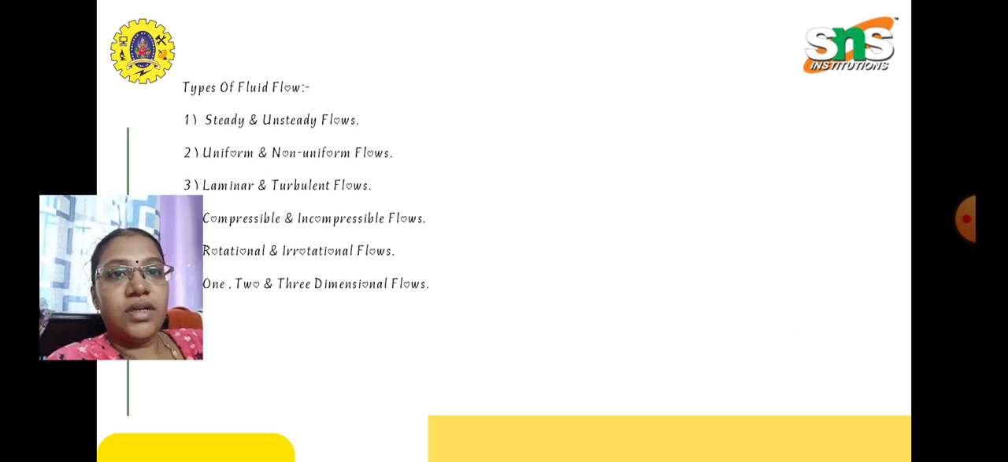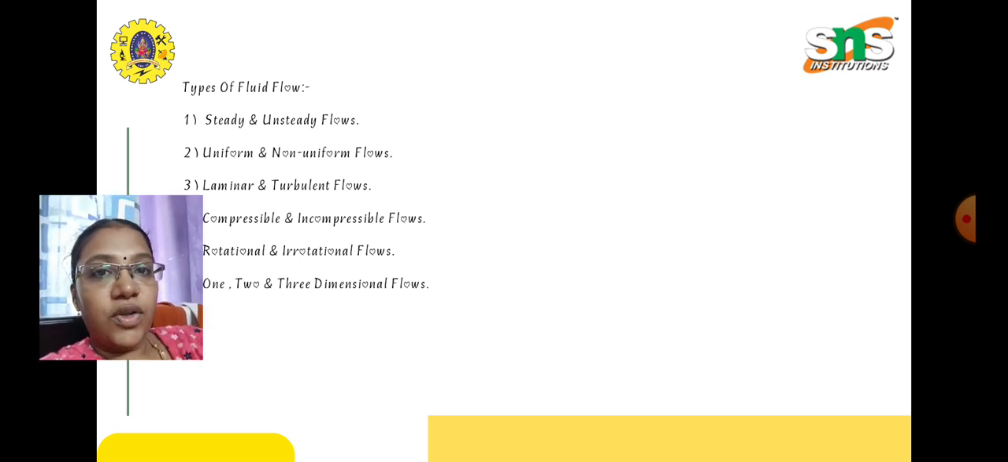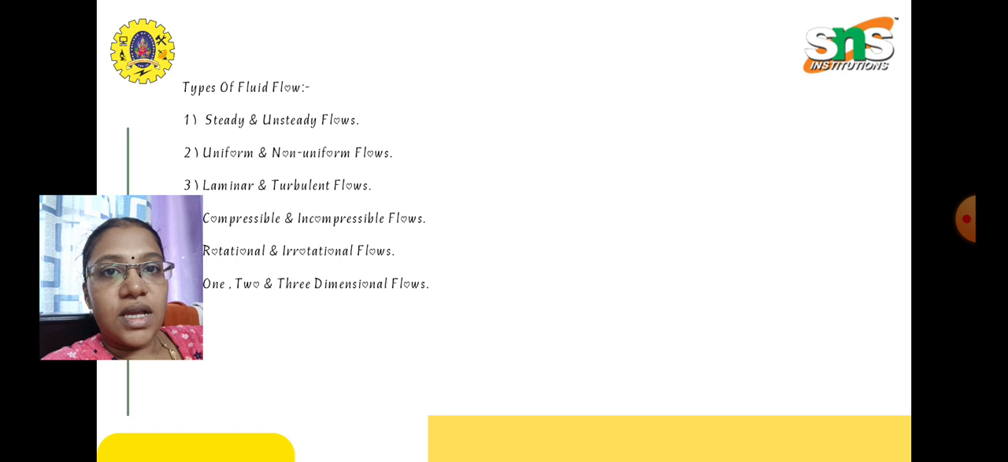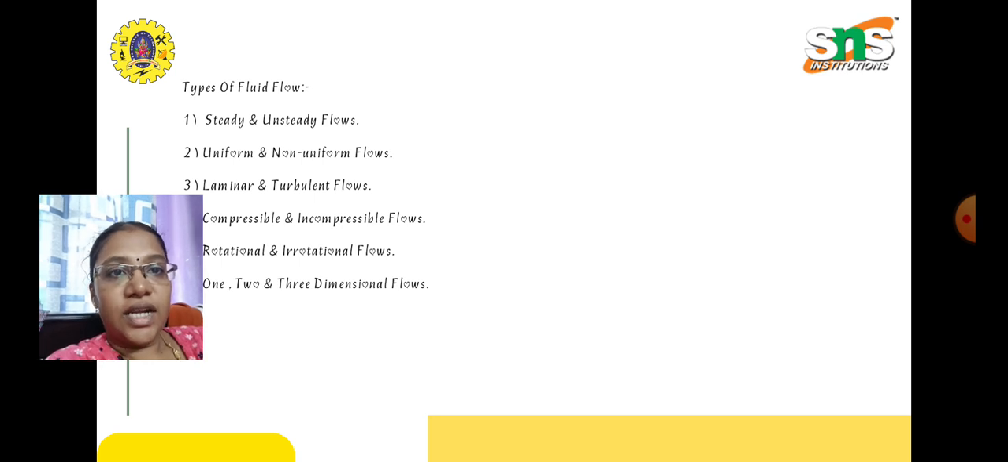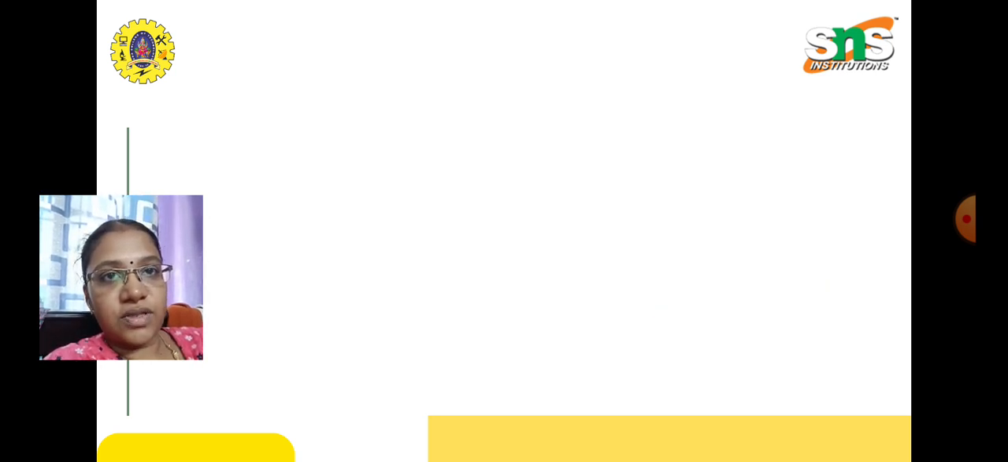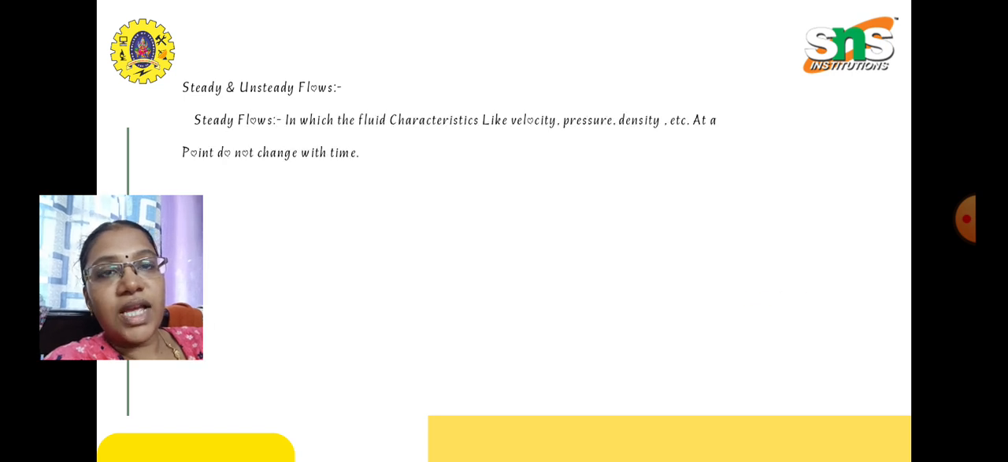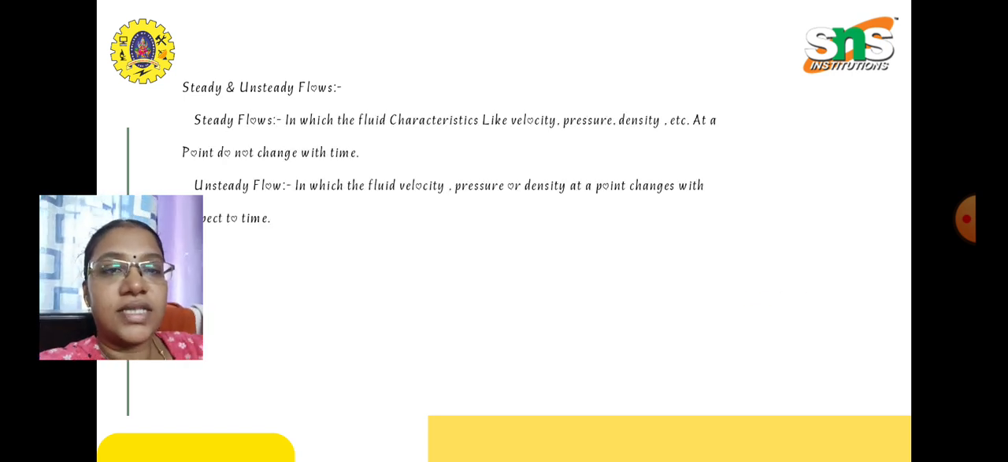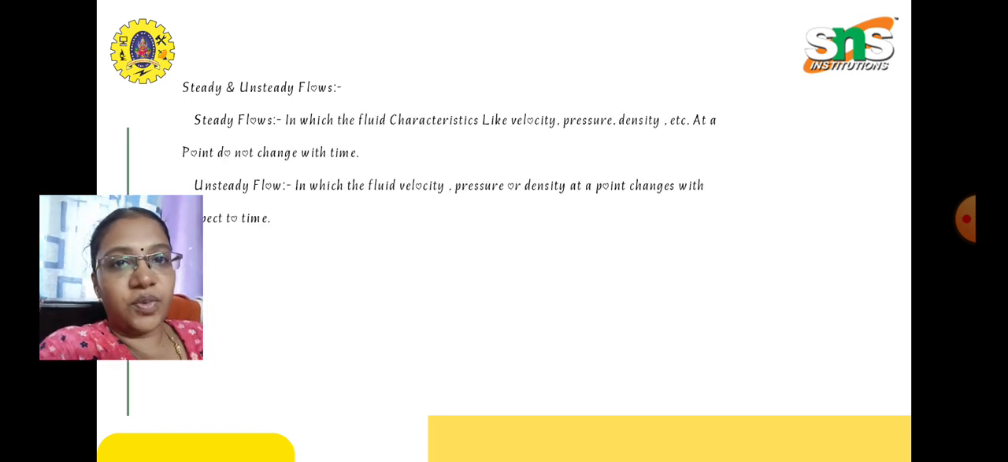Okay. So the flow types of fluid flow: first one is steady or unsteady flow, second uniform and non-uniform flows, laminar and turbulent flows, compressible and incompressible flows, rotational and irrotational, then 1, 2 and 3-dimensional flows. So let's see what are the steady and non-steady types of fluid flow.